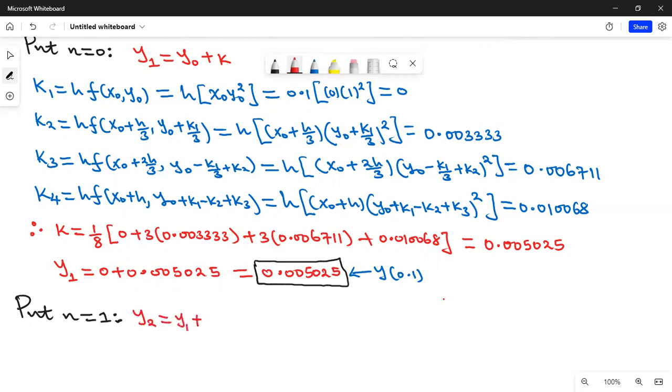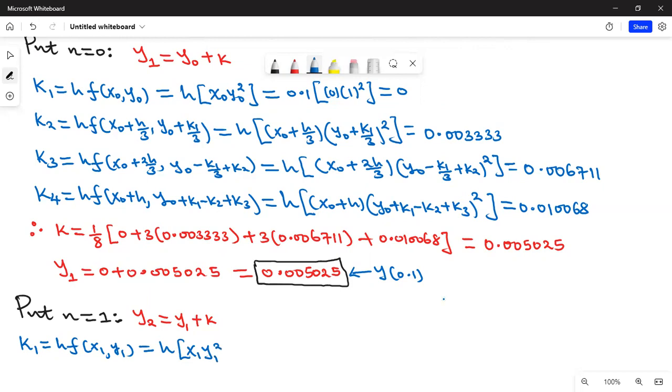y1 plus k. Before we compute k, let us compute k1 all the way up to k4. Then we use the values to determine the value of k. So we start with k1. K1 in this case now will be equal to h f of x1, y1, and that is equals to h into x1 times y1 squared.